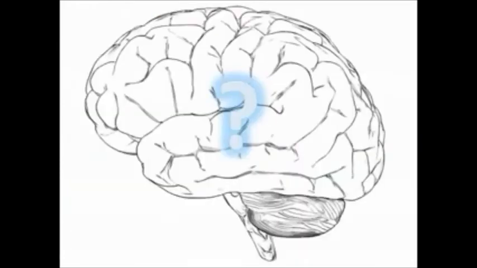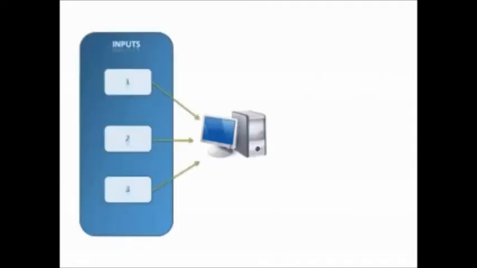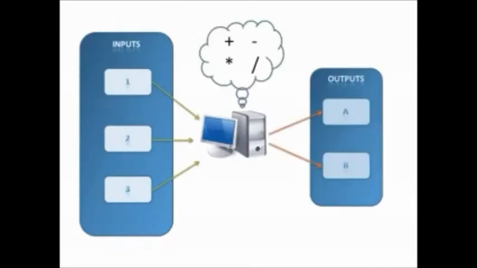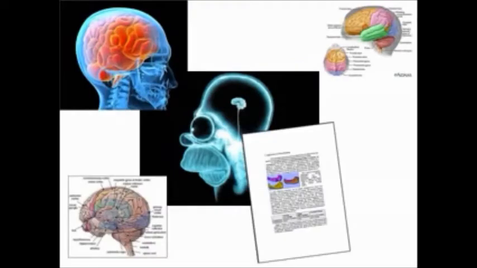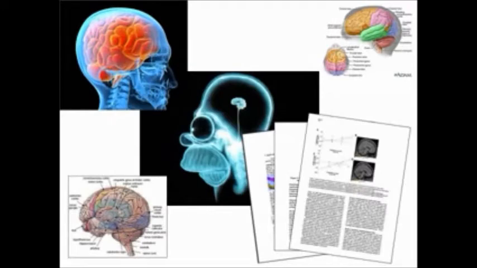First, though, let's look at computers as they are today. Despite everything they can do, they're pretty simple. They take some inputs, perform some calculations, and produce some outputs. The human brain, however, is extremely complicated, and a lot of very smart scientists are still struggling to understand how the whole thing works.